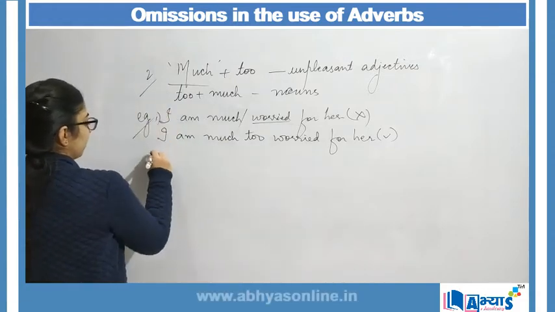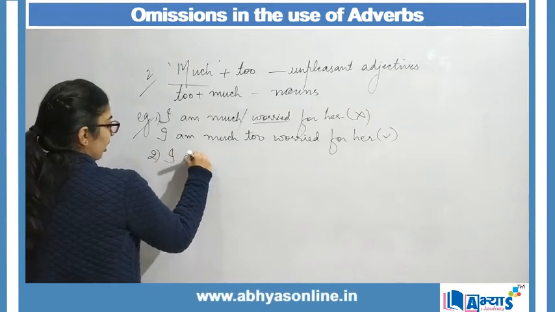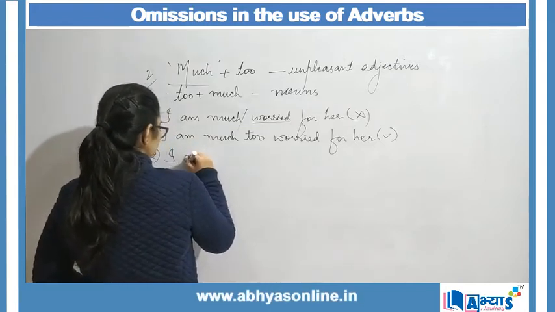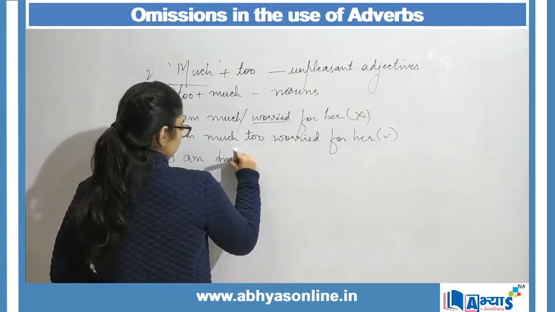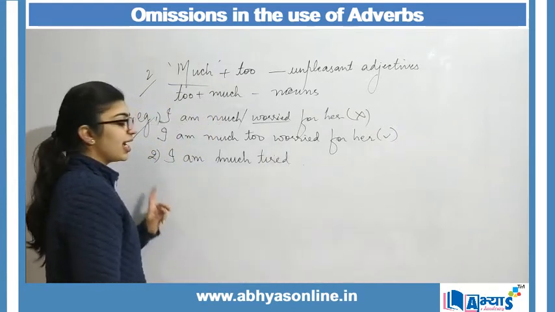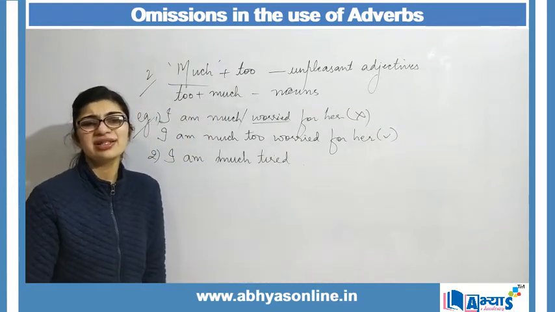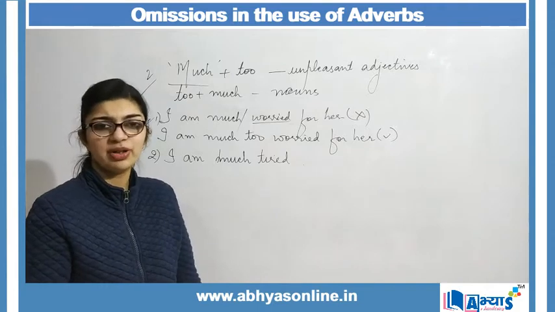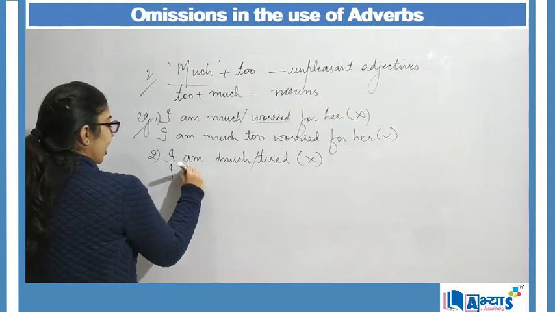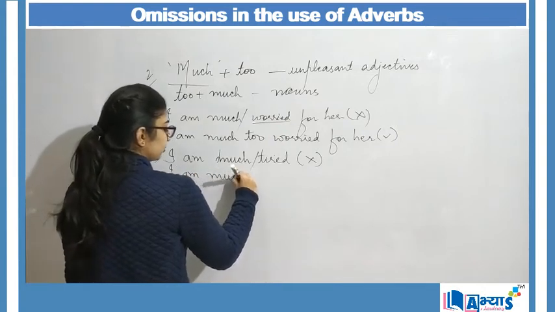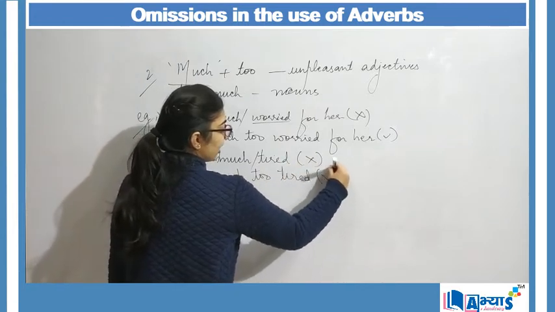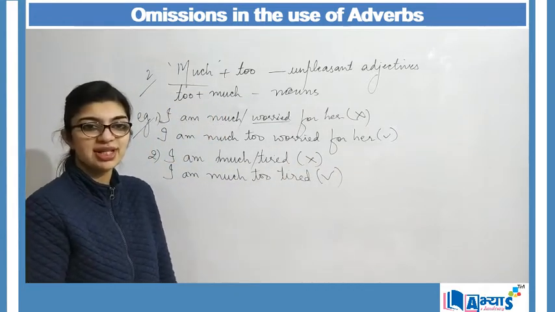Similarly, when I say I am much tired, tired is again something unpleasant. You do not feel happy when you are tired. So again, this is wrong. I should say, I am much too tired. And this is the correct formation of the sentence.